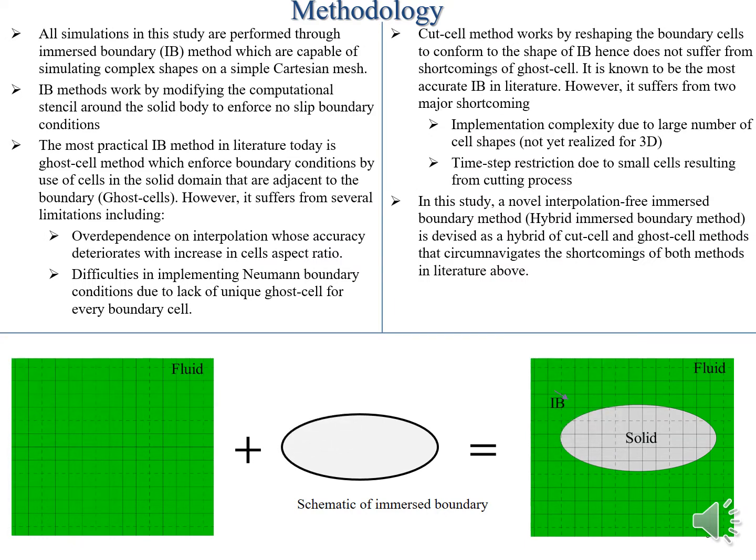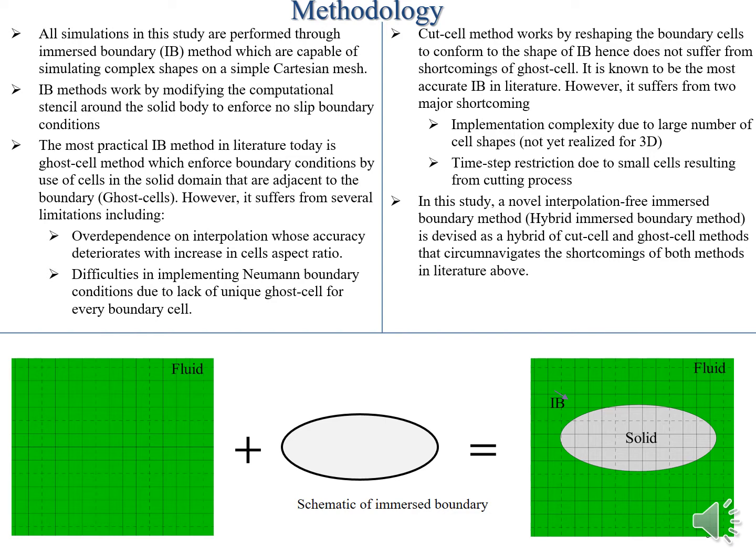This study is a numerical study, and it is carried out using an immersed boundary method. As you can see in this figure, we have a Cartesian grid, then we have the shape of the object, and we just map that on the Cartesian grid and impose the boundary condition on the immersed boundaries without having to reshape the grid in the computational domain to conform to the shape of the boundary.